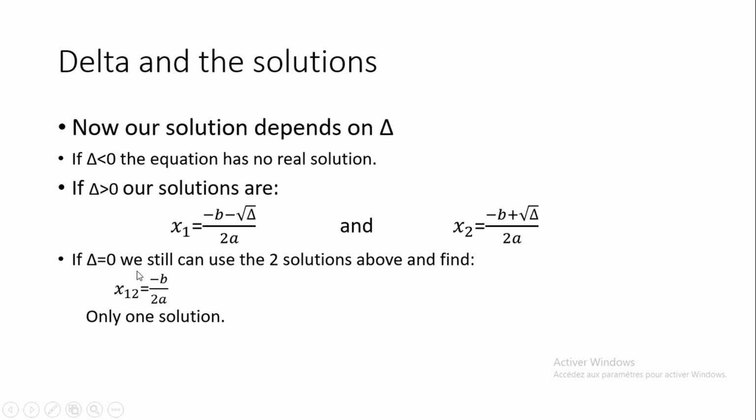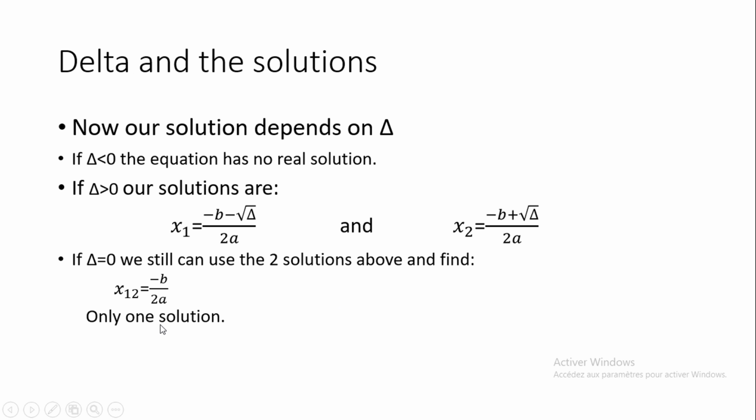You see, here we have minus and here we have plus. Now if delta equals 0, we still can use the last two equations above and find x12, which we call a double solution, equals minus b over 2a. How did we get that? We just made delta equal 0, then this term disappears, and we will have x1 equals minus b over 2a, and x2 as well equals minus b over 2a, which is only one solution.